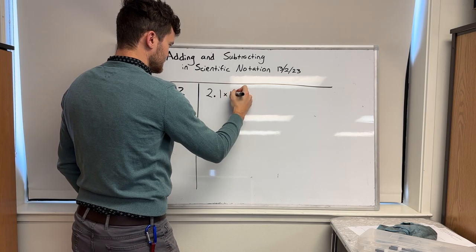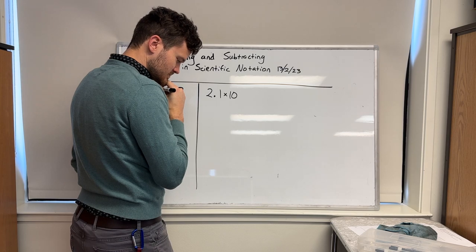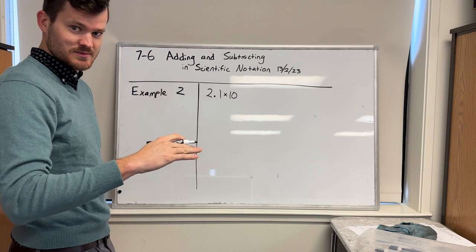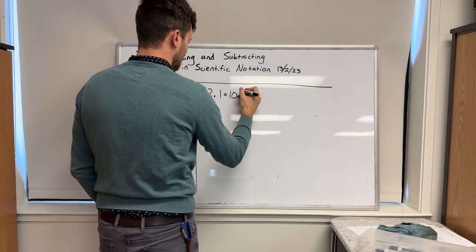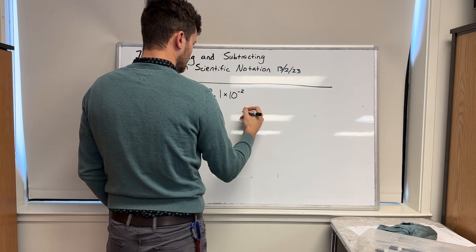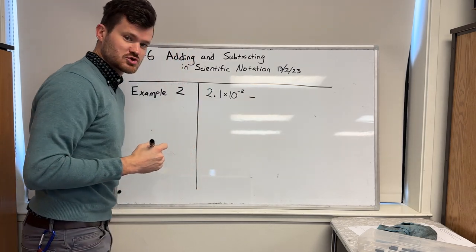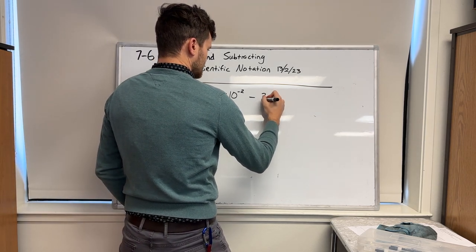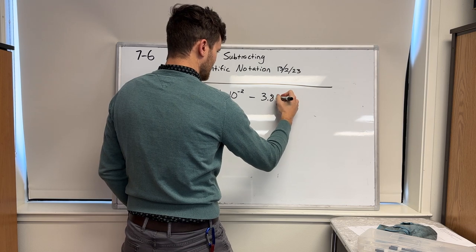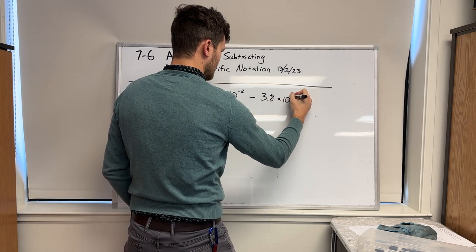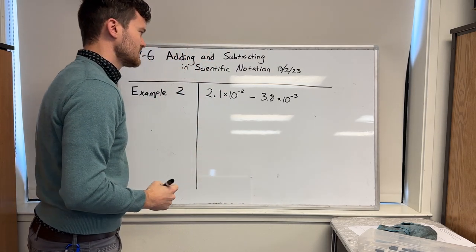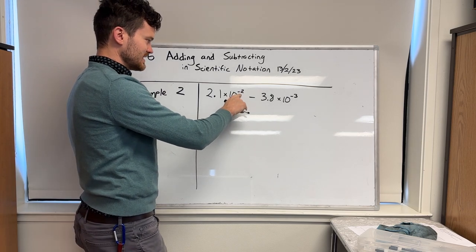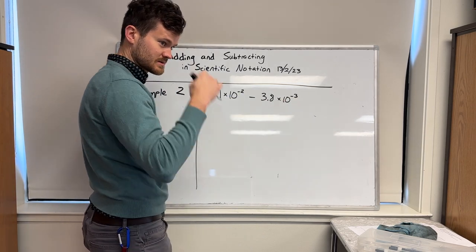2.1 times 10 to the, should I make this like full level maximum difficulty? No, like only medium level? Medium, okay. Medium level is going to be times 10 to the negative 2. And now I'm going to be doing subtraction, not addition. We'll just call this a 3.8 times 10 to the negative 3. No, another negative. I could have made this really hard. What would make this problem super difficult is if this was like a negative 3 and that was a negative 2. That would make this like maximum level of difficulty.